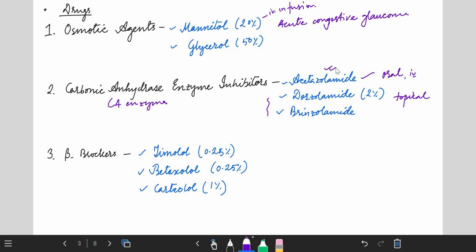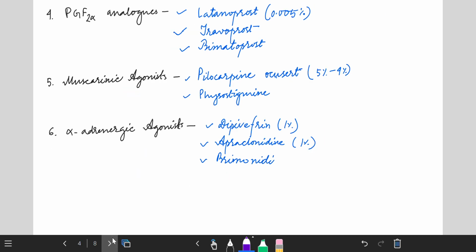Okay. Now third classification is beta blocker. Which kind of beta blocker? These are actually non-selective and all are used topically. Okay, topically. Now how do they actually act? They decrease the aqueous humor formation by blocking the beta 2 receptor which is present in the ciliary epithelium. Okay, so that is the mechanism of action of beta blocker.